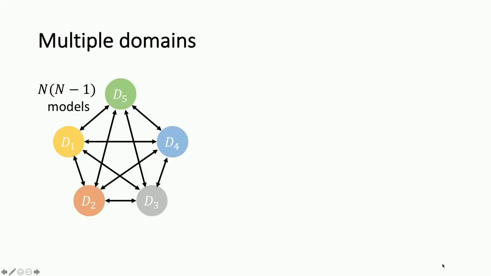MUNIT works great for multimodal translation, but a limitation of MUNIT is that it only works with two domains. So we need to train a new model for a different pair of domains. Suppose there are n domains, we need to train n times n minus 1 different models, and this will become prohibitively large if we have many domains.